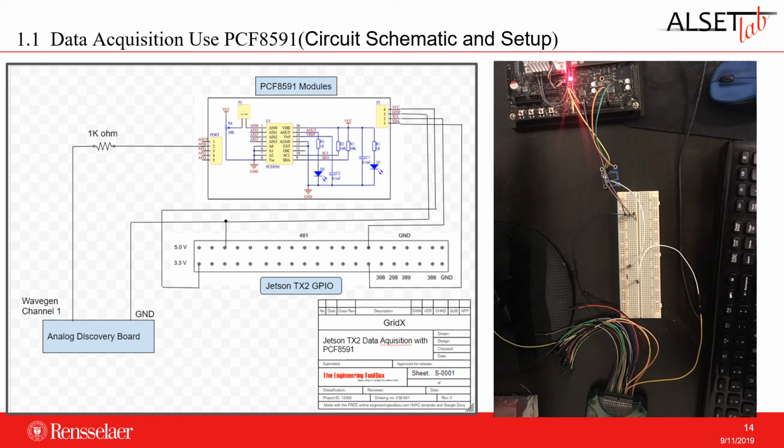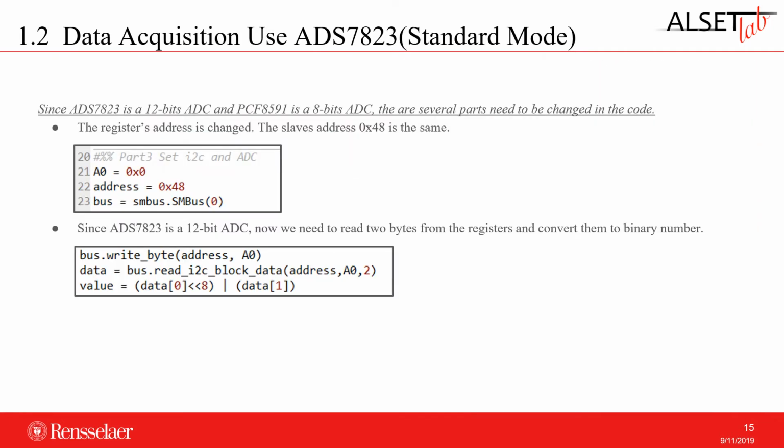The figures in this slide are the circuit schematic and a picture of my setup. The code for data acquisition using ADS7823 is slightly different from PCF8591, since ADS7823 is a 12-bit ADC and PCF8591 is just an 8-bit ADC.